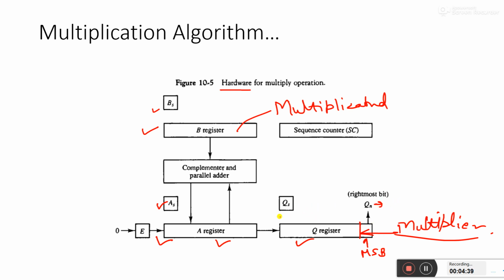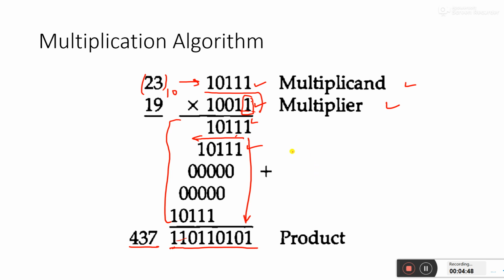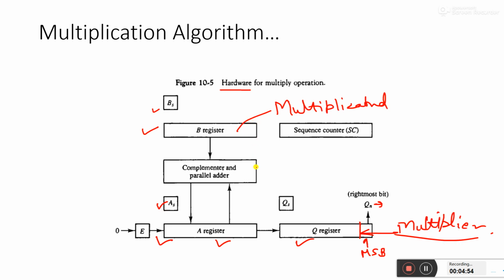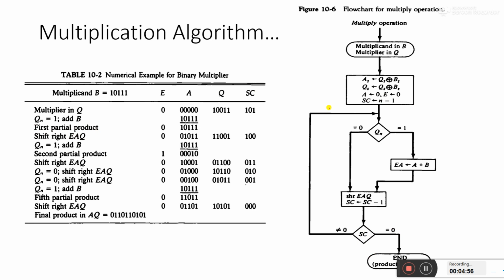So now let's see what happened. Why have I taken QN here? Because I am always taking the MSB of the multiplier for the multiplication purpose. Okay, so now let's see the algorithm. So there is a multiply operation.